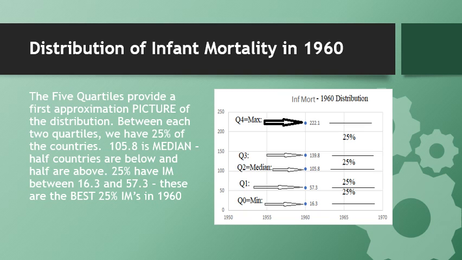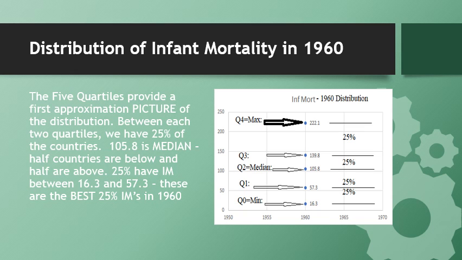From 16 to 57, we have 25% of the countries. From 57 to 105, we have 25%. And then from 105 to 140, we have 25%. And then we have a large tail going from 140 to 220, where there are 25% of the countries. So this tells us about how the countries are distributed across this range of infant mortalities.